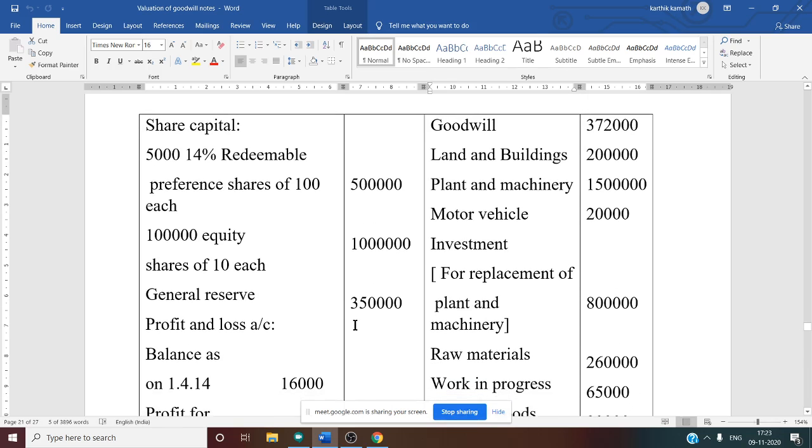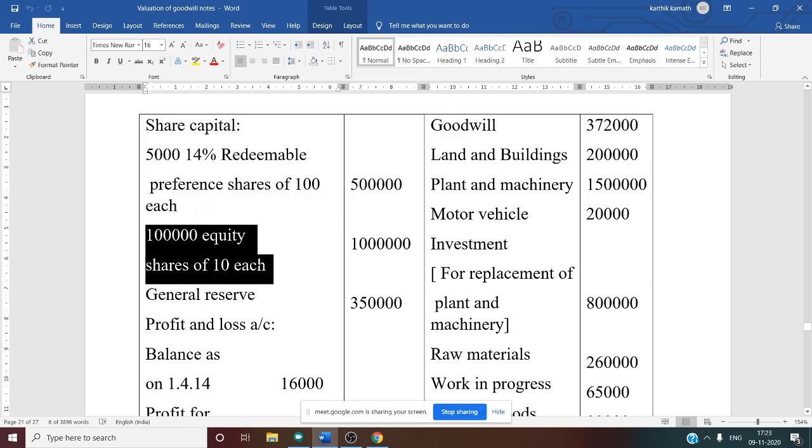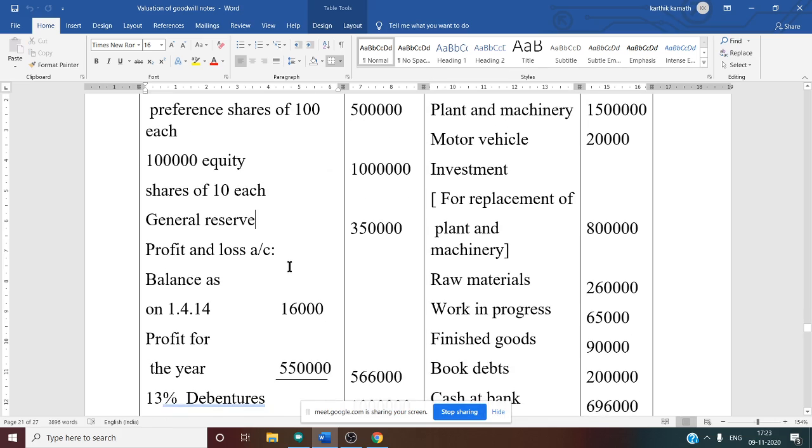Then if you see the liability side, there are redeemable preference shares of 100 each, 5 lakh they have said. Then equity shares of 10 each, that is 10 lakh. Then general reserve, and then the profit and loss account. All four items are shareholders' funds, so we should not consider them under total liability.